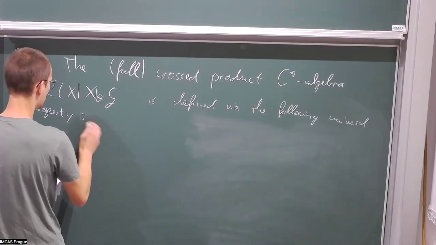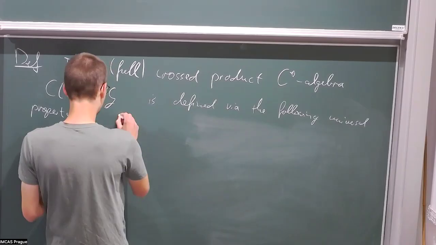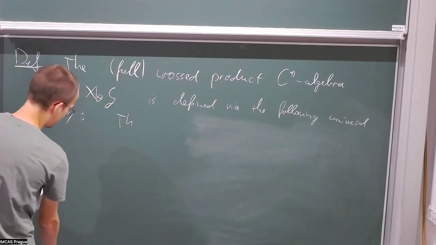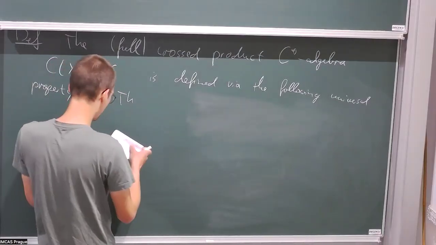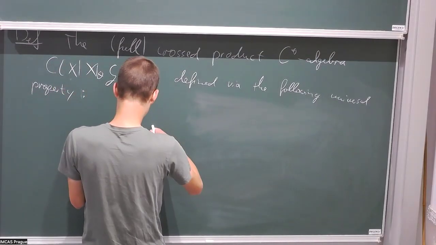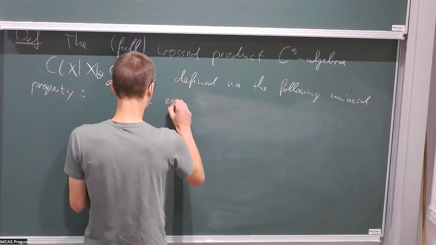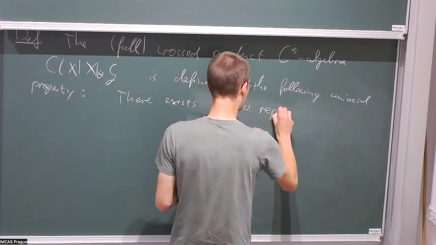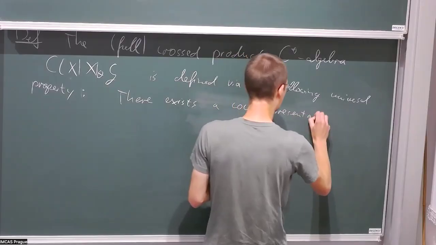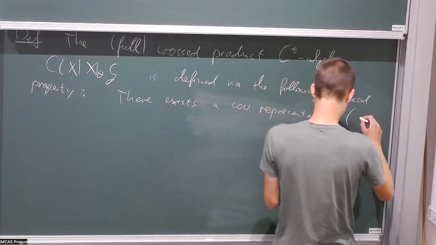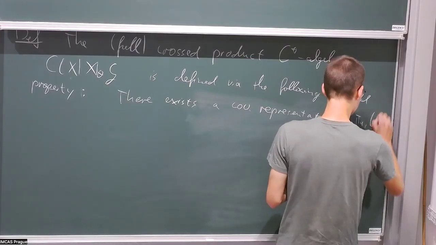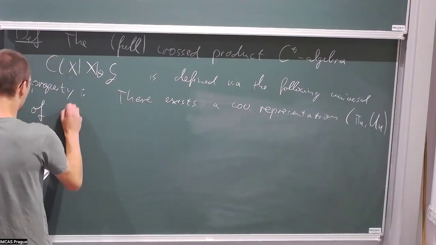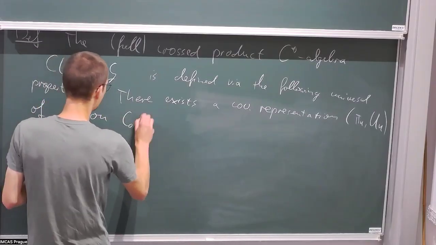So first of all, there exists a covariant representation on the cross product itself. So that's not technically part of the universal property, I guess, but I'm going to write it down like that. So there exists a covariant representation, let's say pi u, where the small u stands for universal, of theta on the cross product itself.